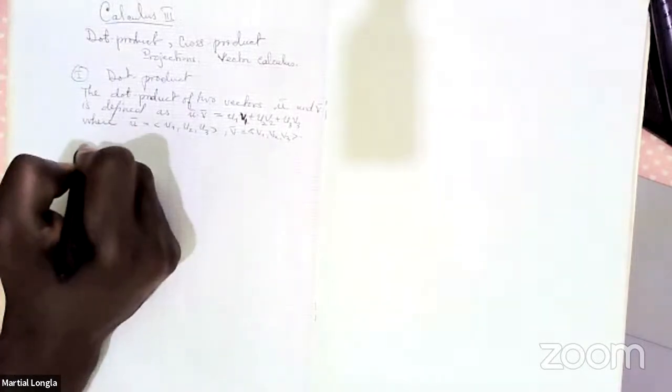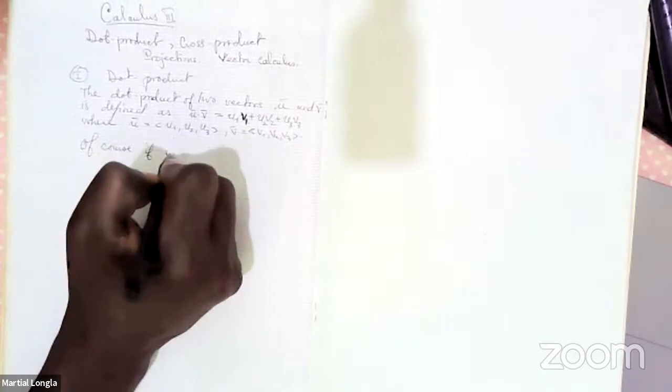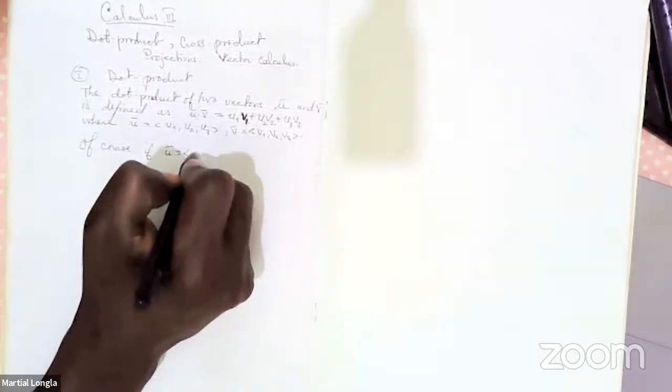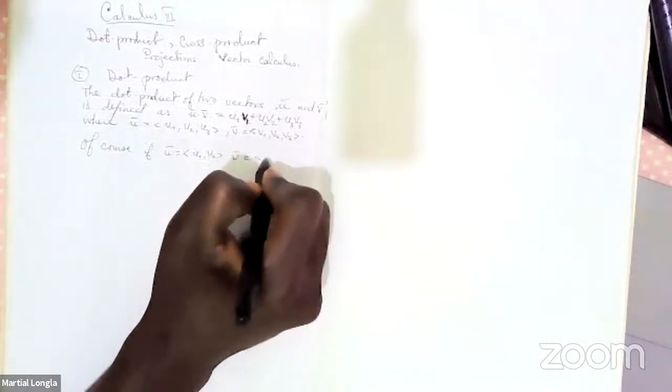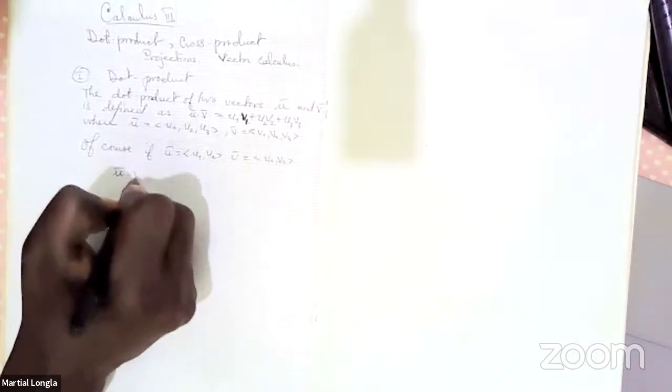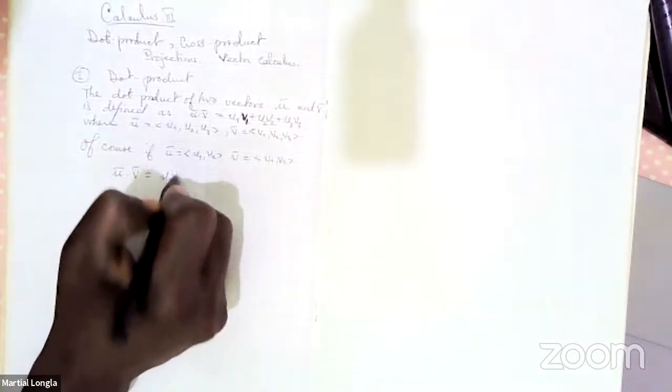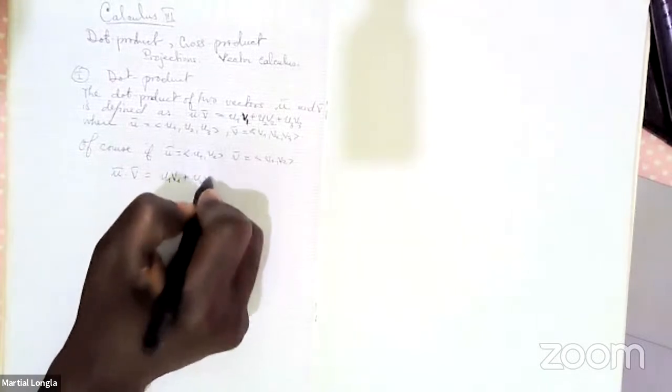Of course, if u is just 2 coordinates, u1, u2, and v is v1, v2, then u dot v is u1 v1 plus u2 v2. So if you have many coordinates, then you just add the product of likewise components, all right? And that's what you call the dot product.